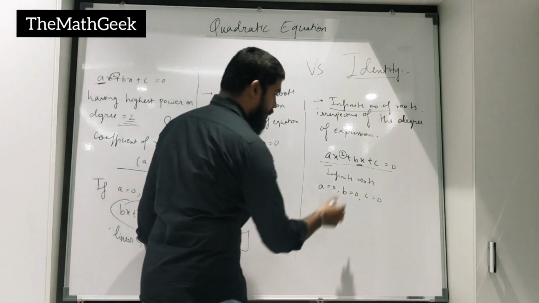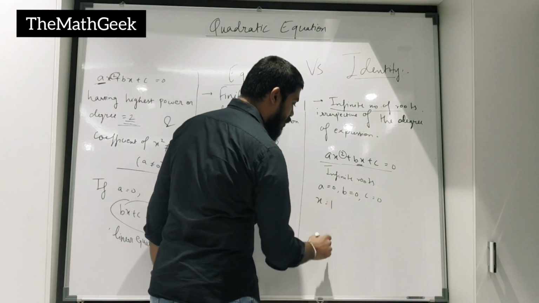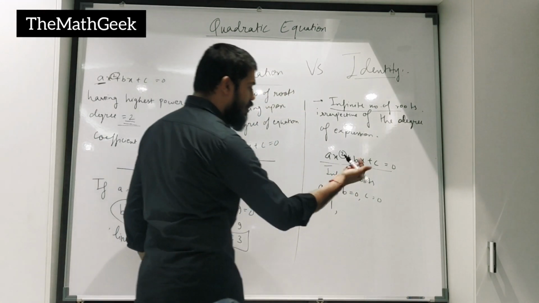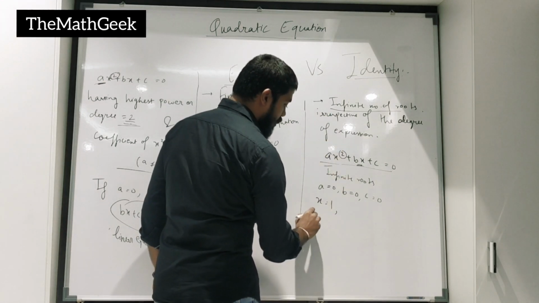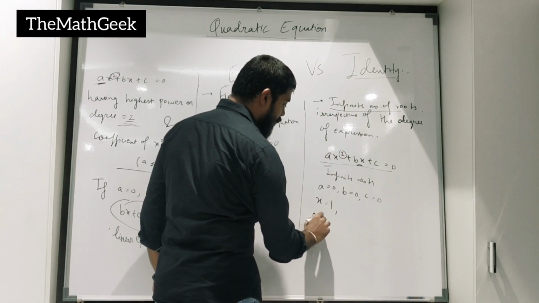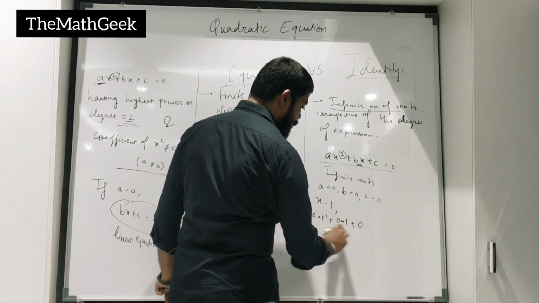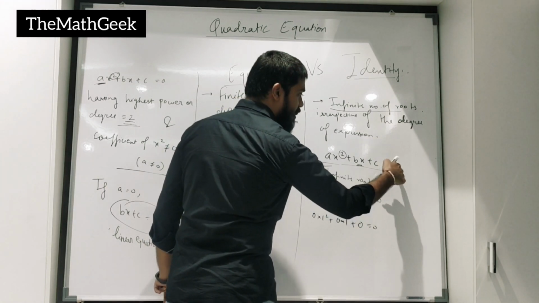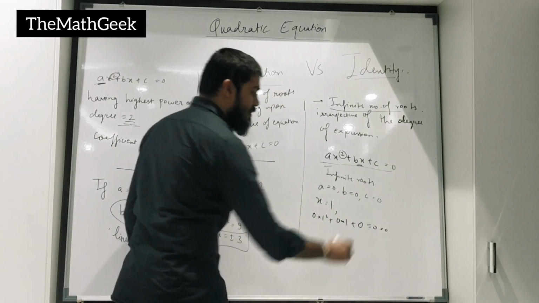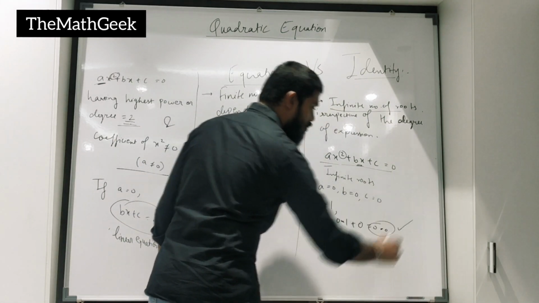How is this possible? Let's see. If x is equal to 1, let's put 1 over here. 0 into 1 square plus 0 into 1 plus 0 gives 0, which is equal to 0. Which means 0 is equal to 0. This is true.